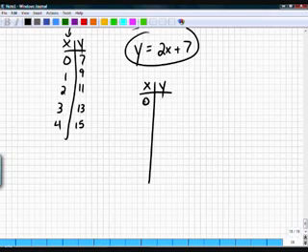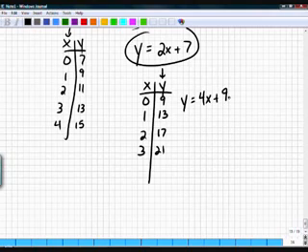X, Y, 0, 1, 2, 3 is plenty. 9, 13, 17, 21. Okay. How much are you paying per CD here? $4. What's your initial fee? $9. $4 per CD. The Y is equal to $4 per CD. How do you write that? 4 per CD plus an initial fee of $9. Y equals 4x plus 9. Any questions? Does that make sense?